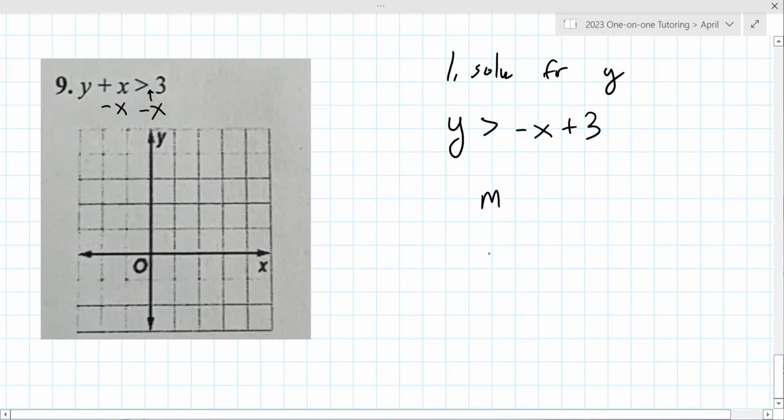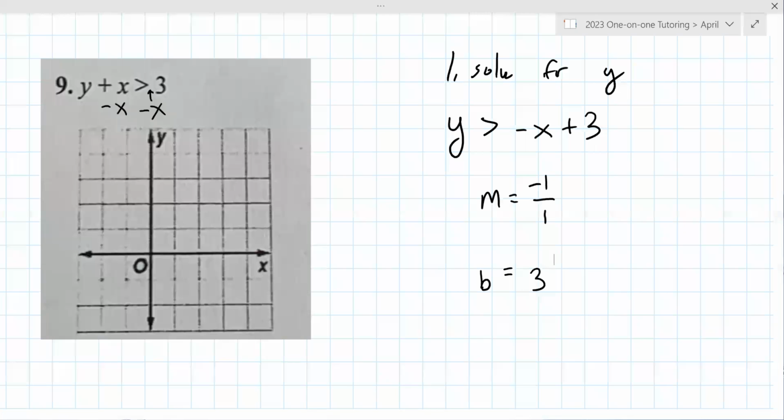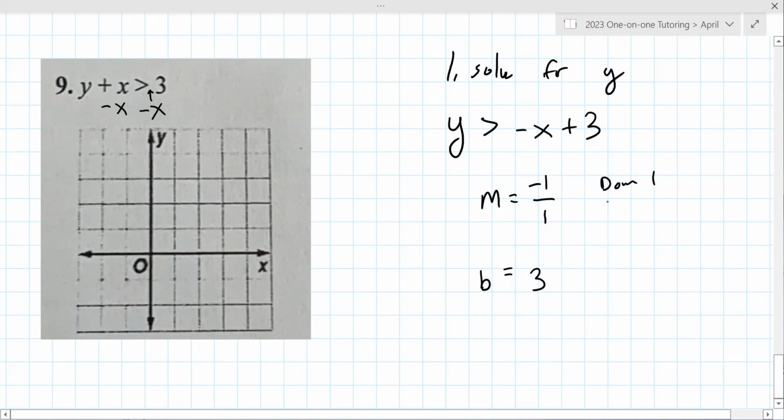Can you tell me the slope and the b value, please? The slope would be 1. Sorry, no, there's no 1 here. There's this symbol, -1, and that's -1 over 1. And then the b value would be 3. Good. Now the top number tells you whether you're going up or down. So is it up 1 or down 1? Down 1, and right 1. Yeah, you got it. Okay, so I want you to try graphing that for me.